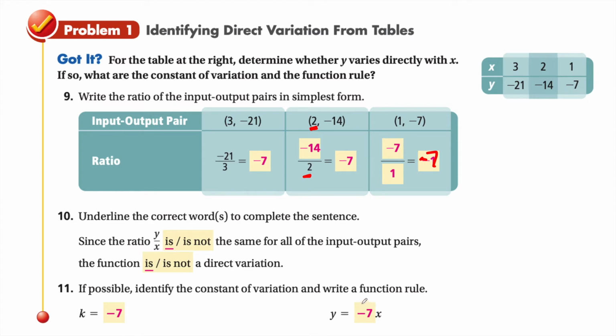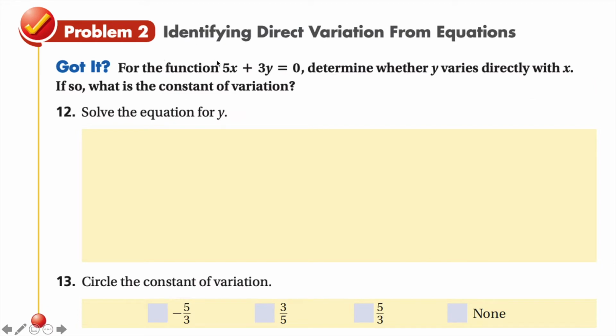And you should start to notice that this looks awfully familiar, doesn't it? It's almost like we're starting off with y equals mx. We're just leaving off that plus b portion. So we are going to be talking about the slope when it comes down to direct variation. Good work. Problem number 2, identifying direct variation from equations.